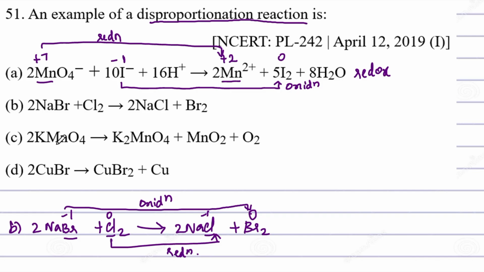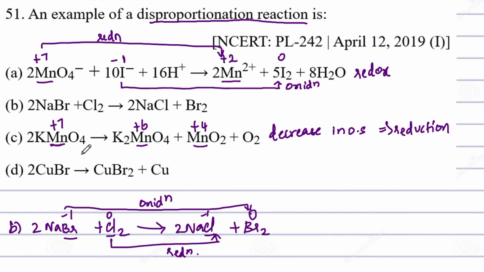Then option C, KMnO4. In KMnO4, the oxidation state of manganese is plus 7. Then in K2MnO4, the oxidation state of manganese is plus 6. Then in MnO2, the oxidation state of manganese is plus 4. So in both the cases, there is only decrease in oxidation state for manganese. So it is reduction. Only reduction takes place for manganese. There is no oxidation for manganese.